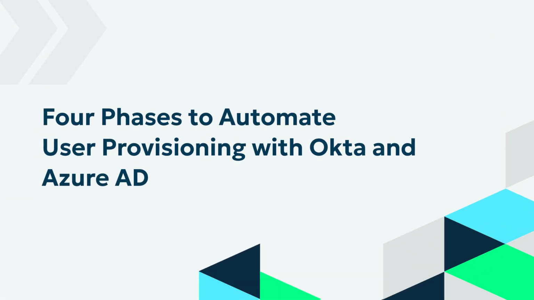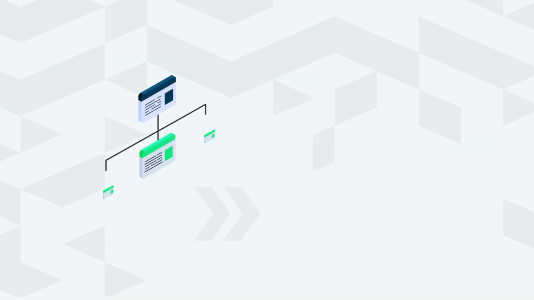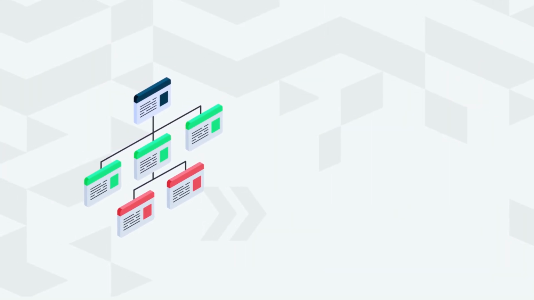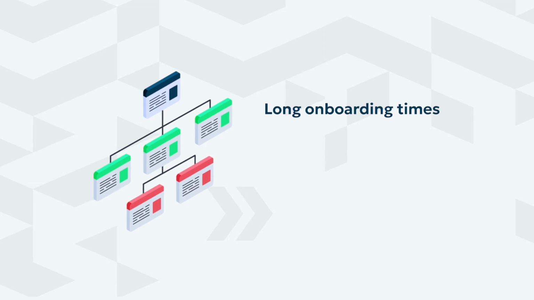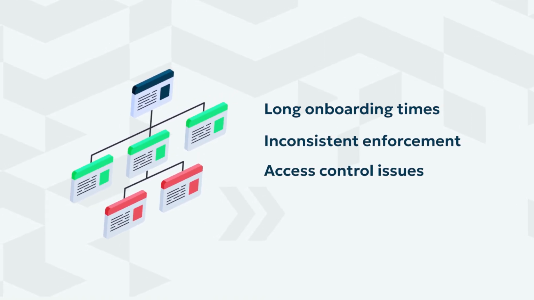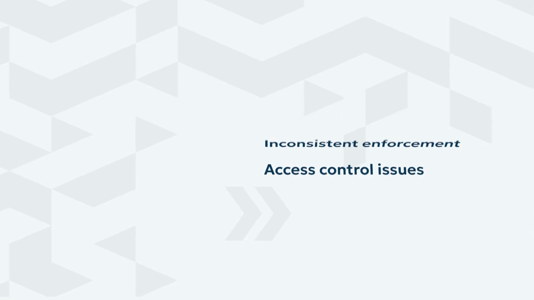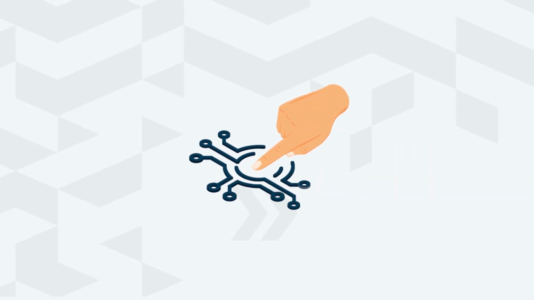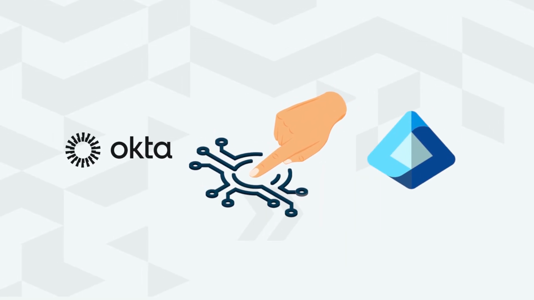4 phases to automate user provisioning with Okta and Azure AD. Some challenges in user provisioning for multi-SaaS clients include long onboarding times, inconsistent enforcement, and access control issues, all of which can be solved by automating centralized identity provisioning via Okta and Azure in 4 phases.